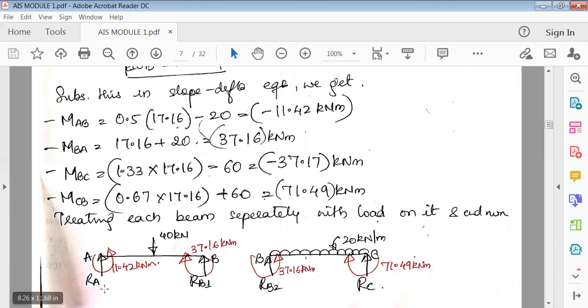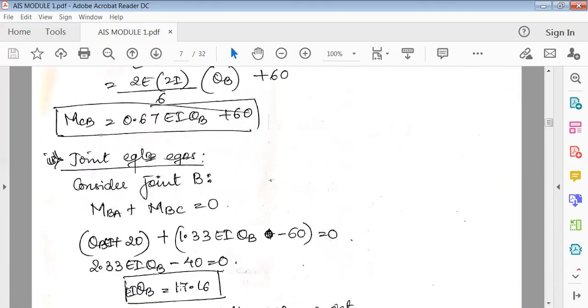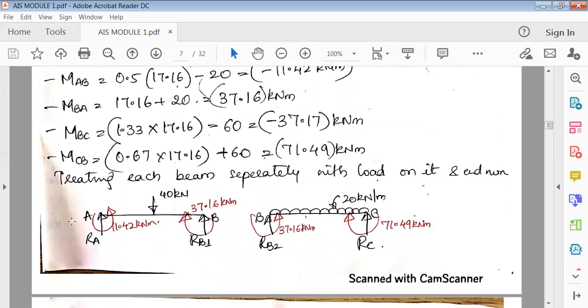In span AB, there are reactions RA and RB. Because it's a fixed support, to make things simple we are excluding the horizontal movement, because it is very negligible. We are more interested in the vertical movement. So whether it is a fixed support or a simple support, we'll always consider only the vertical reactions. There is a vertical load acting downward and a reaction acting upward.